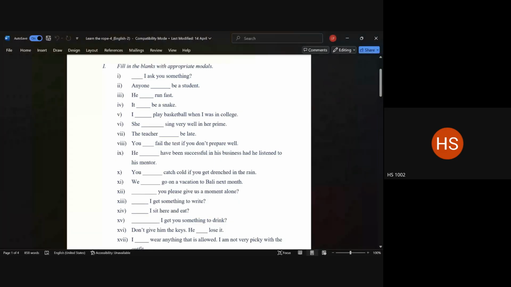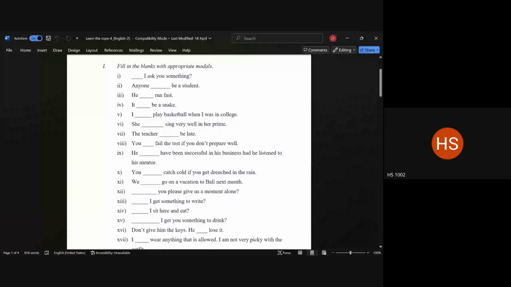So this is not necessarily a core auxiliary, right? When I say I would play basketball when I was in college, this isn't a part of the core auxiliary, but this is a part of something else. So I would play, then, if it is habitual action in the past, what is a semi-modal that you can use to talk about this? Used to, right? I used to play basketball when I was in college.